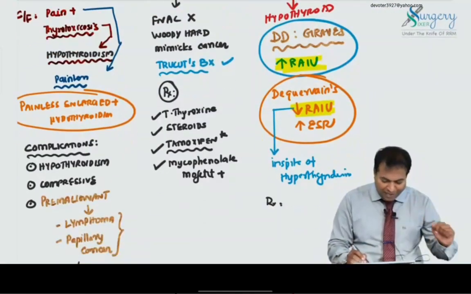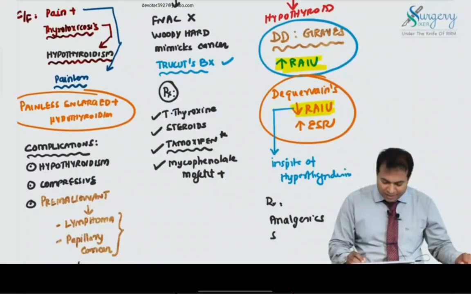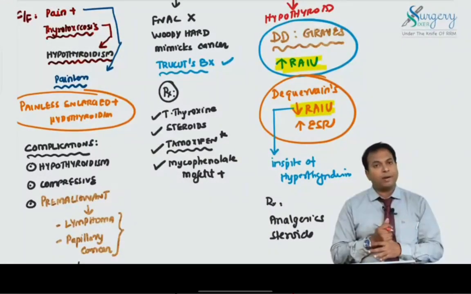And the treatment is very simple. You have to give analgesics. It is painful, so give them analgesics, nothing else. And steroids. You just give analgesics and steroids. That's enough for de Quervain's thyroiditis.